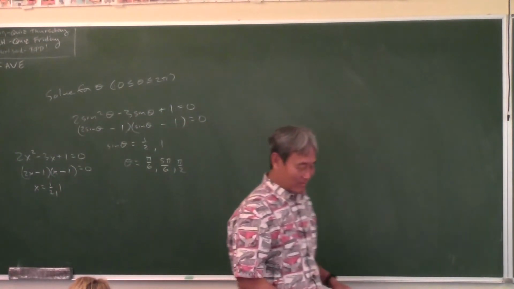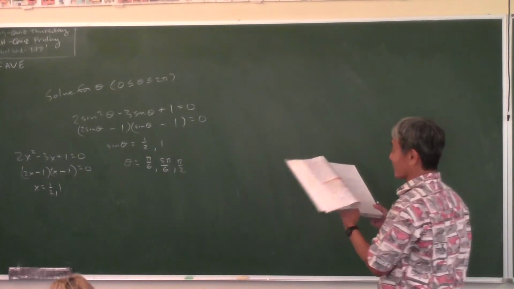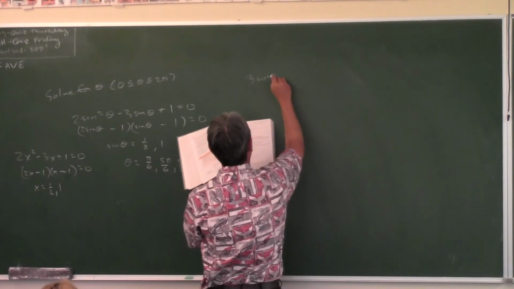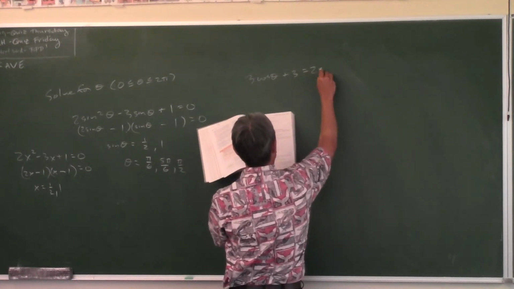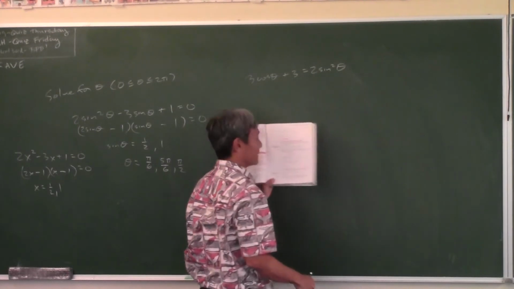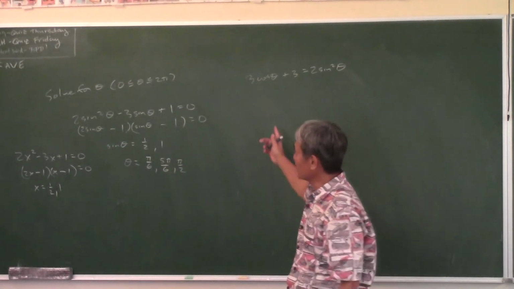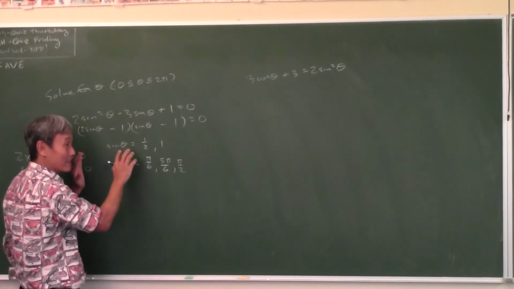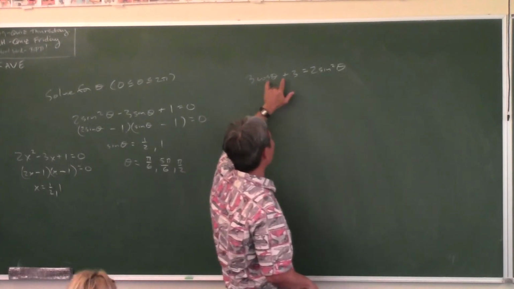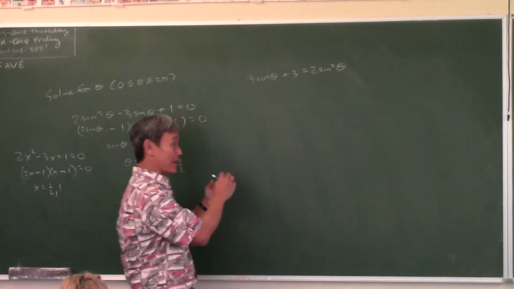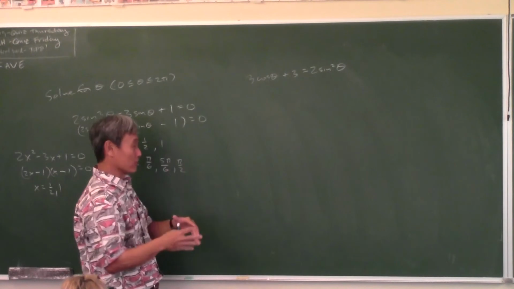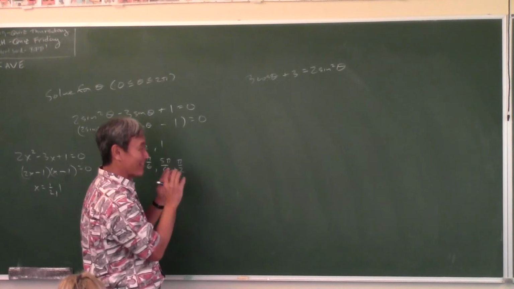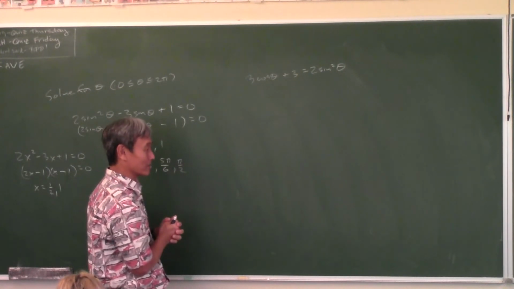Okay, next example. That was an easy example for tonight's homework. Now it gets a little tougher. 3 cosine theta plus 3 is equal to 2 sine squared theta. Now, the difference between this equation and that one is, in this one, everything is all sines. There's only sine theta here. But in this one, you got cosine and sine. Your goal is to make everything just one, either sine or cosine. So how do I do that? How can I make everything either sine or cosine?